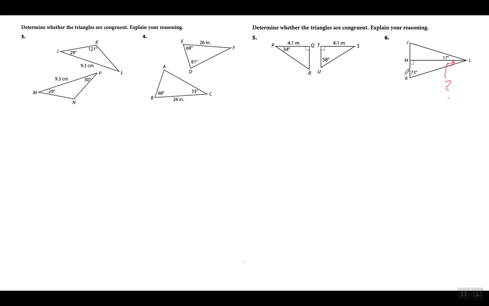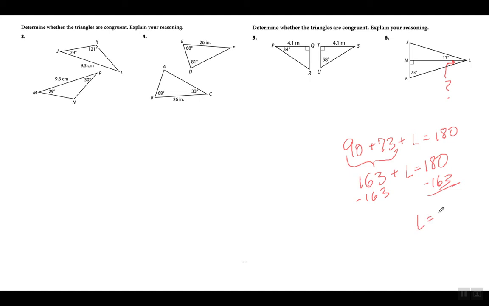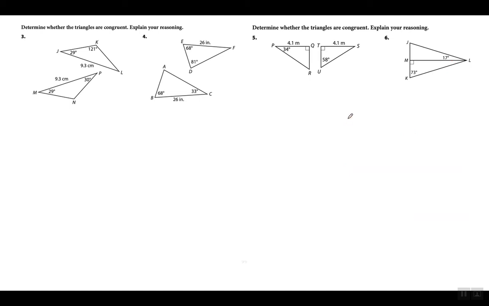Alright, so this angle is 90 and this one is 73. So 90 plus 73 plus angle L has to equal 180. 90 plus 73 is 163 plus L equals 180. Now I subtract 163. So angle L is 17 degrees. Alright, 17 degrees. Ángulo L es 17 grados.